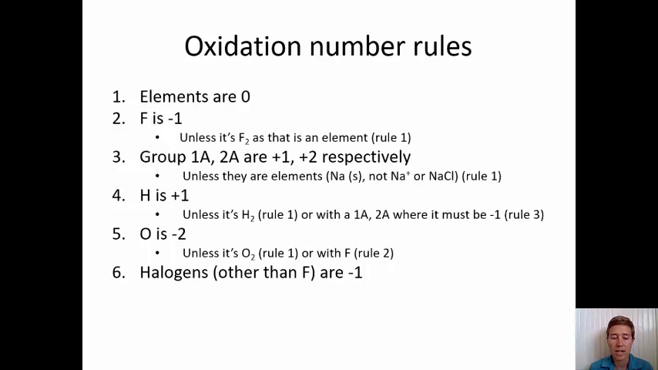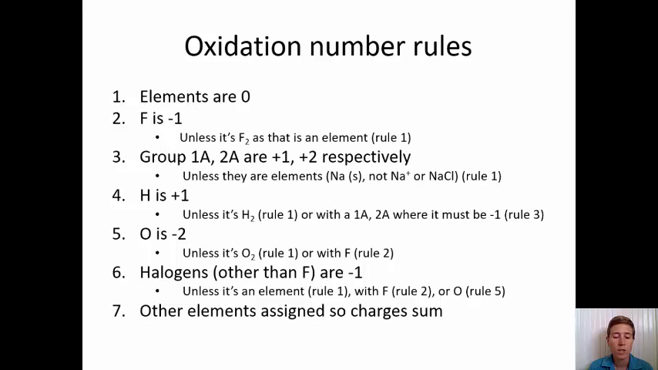Then the rest of the halogens show up. Fluorine we already took care of, okay? But the rest of the halogens also like to be -1. They just don't like to be -1 as much as fluorine. So again, unless it's an element, or with fluorine, or oxygen is the big one. So that's actually why this is below O, so that oxygen can supersede it. And then all the other elements are assigned so the charge is the sum.